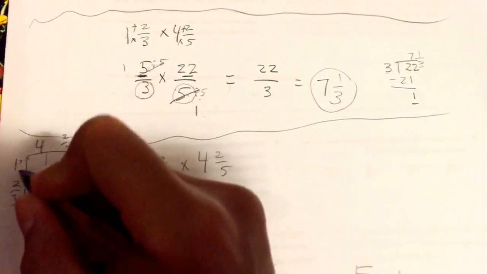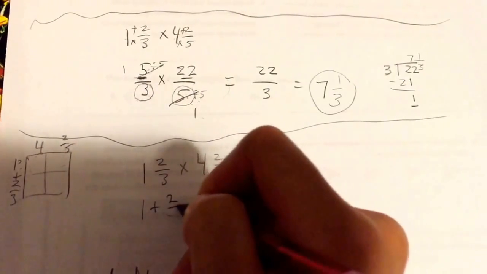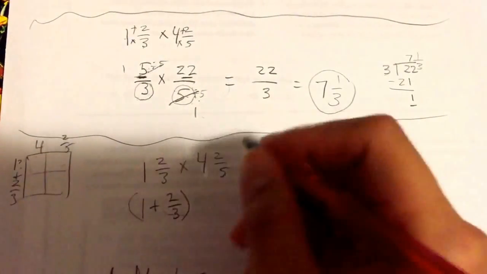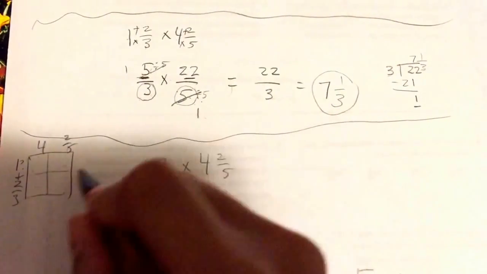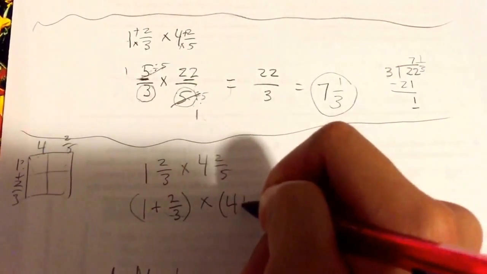1 2/3 is the same as saying 1 plus 2/3. That is the same thing. 1 2/3 times 4 2/5 is the same as 4 plus 2/5.